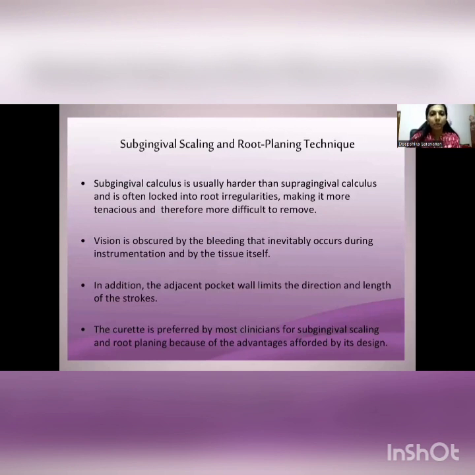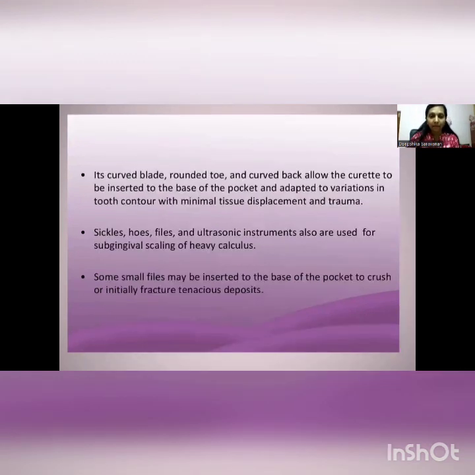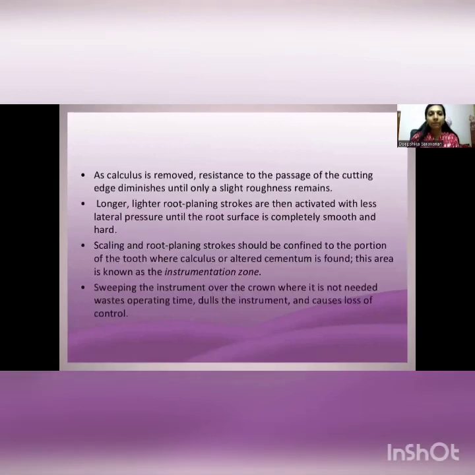Vision is usually obscured because of bleeding, and in addition, the pocket wall limits the direction and length of the stroke. So the curette is the preferred instrument for scaling, especially in subgingival areas. The main difference is that it has a curved blade and a rounded toe, which allows it to be inserted to the bottom of the pocket, and then we can remove the calculus. Sickles, hoes, files, and ultrasonic instruments are also used for subgingival scaling.